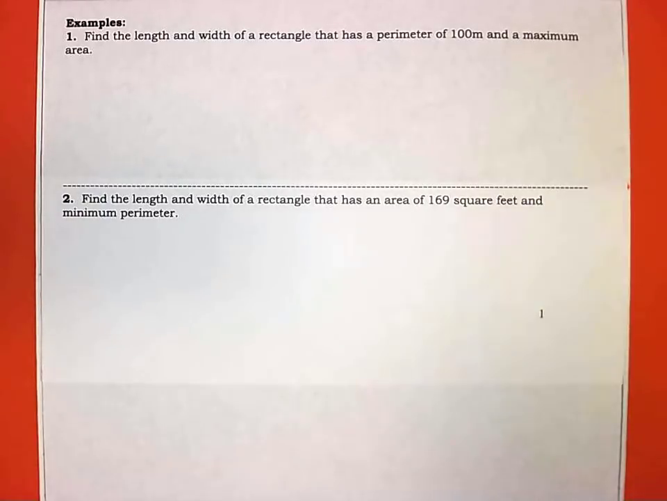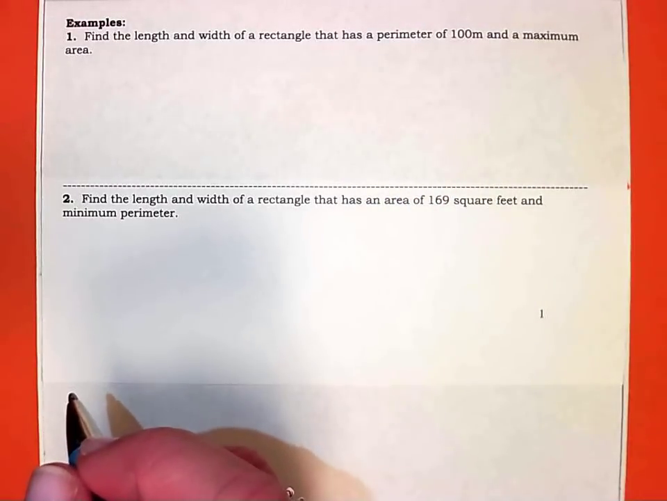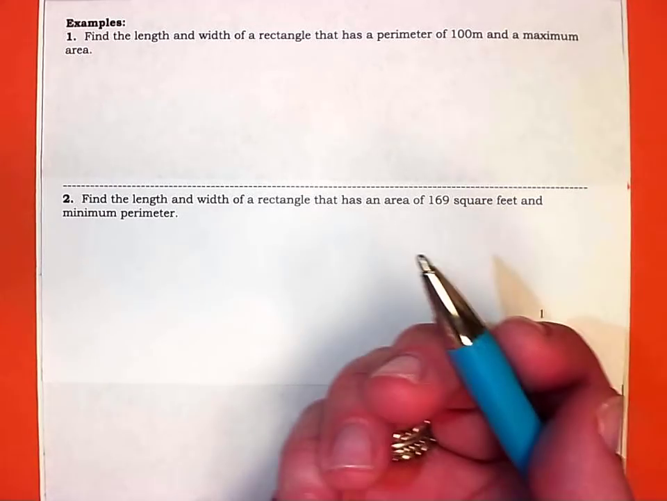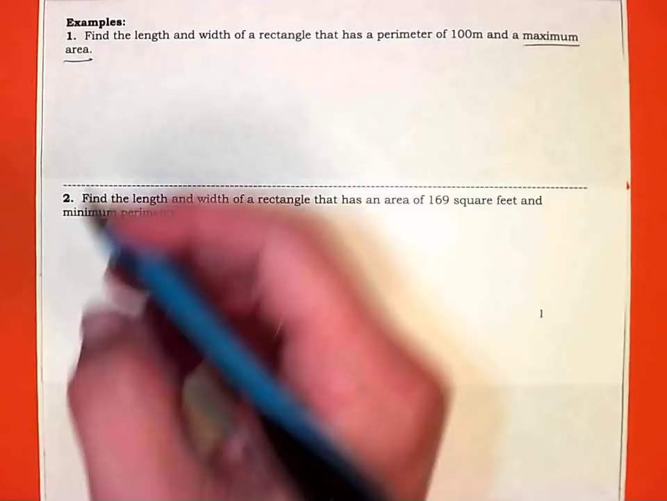In this section, we're applying the methods of optimization to geometric problems. In number 1, find the length and width of a rectangle that has a perimeter of 100 meters and a maximum area. I've outlined the steps above, and I'll number the steps within the problems as I work through. So, step 1 says to write the primary equation for the quantity to be optimized, either maximized or minimized, and here it says to maximize the area.